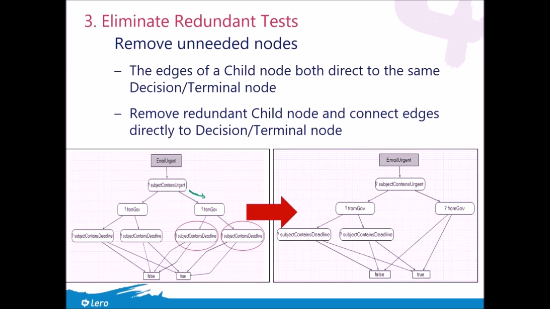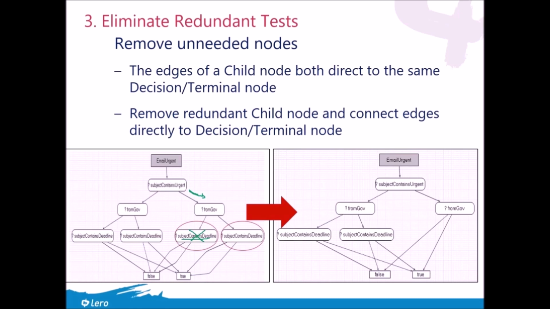So subject contains orange is true. Go down to from government. If from government is false, it goes on to subject contains deadline. Now, if subject contains deadline is false, it points to the false terminal. If it is true, it also points to the false terminal. So, do we really need this subject contains deadline predicate? Because if from gov is false, it's always going to go to false.